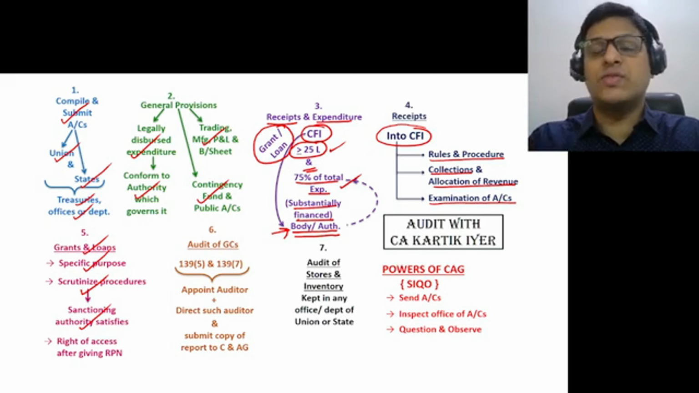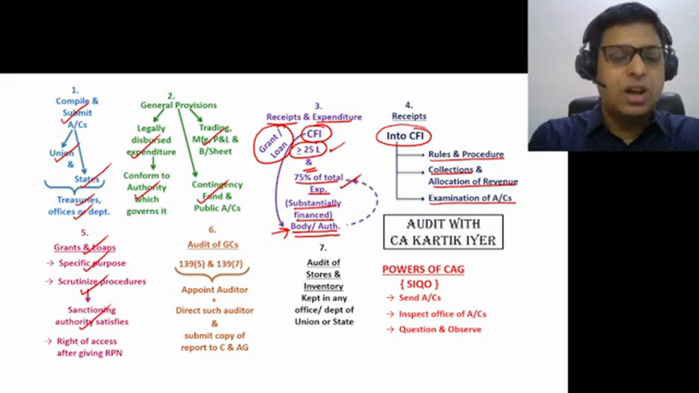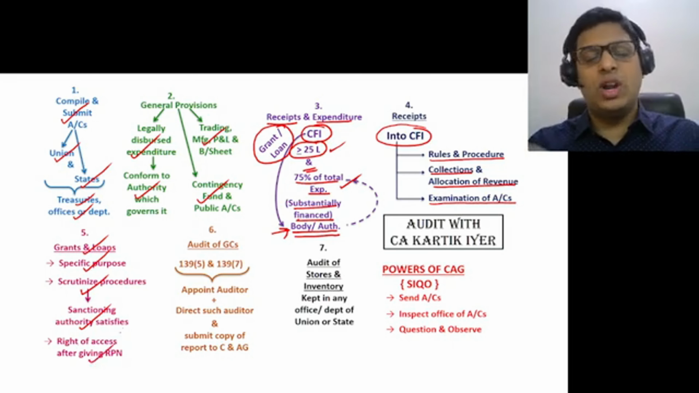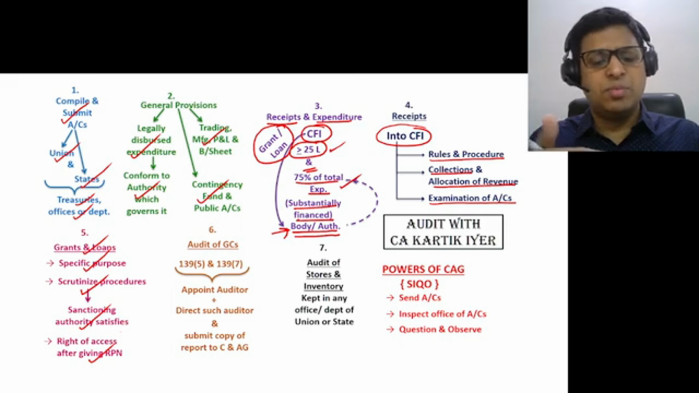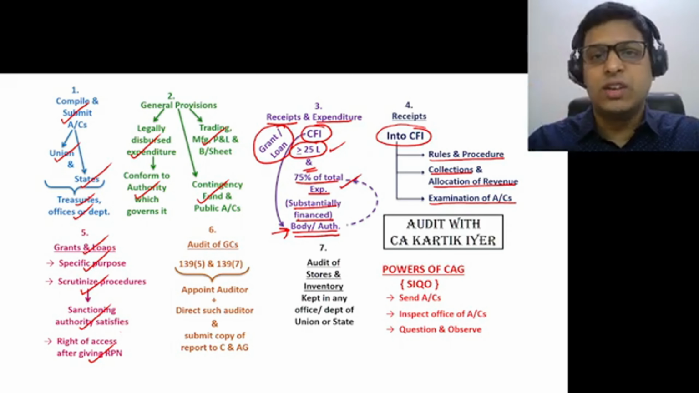Sanctioning authority should be satisfied that this loan is important to be given. And finally, right of access after giving a reasonable public notice. So basically, only after proper access is given, only after we are informing the authorities and informing the other persons.